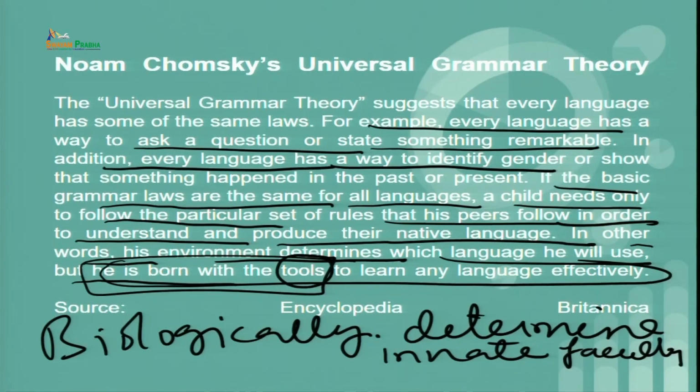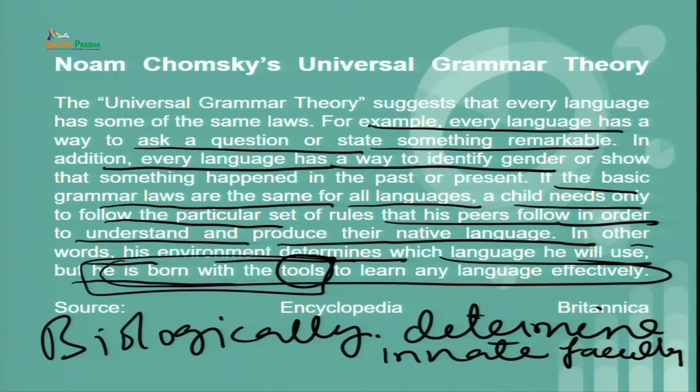So this universal grammar theory states that every language has some important laws, but a child is already born with a tool which is biologically determined, and he or she has an innate faculty which is responsible for the development of the child. And when the child gets exposure to a particular language, the child need not learn the grammatical structures of it; rather he or she eventually acquires it by just plugging into the setup that is already there in his brain.